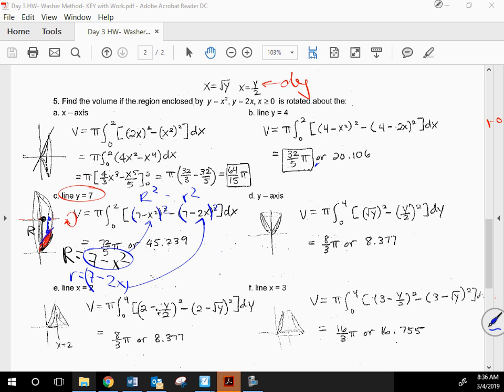Okay, so then let's take a look at a y, and we'll do the y-axis. I think that was our only y one. So we're rotating around here. Now we have to go in terms of dy, which is why we had to re-solve everything in terms of y. So when I go to do my little radius here, this is just way too small.